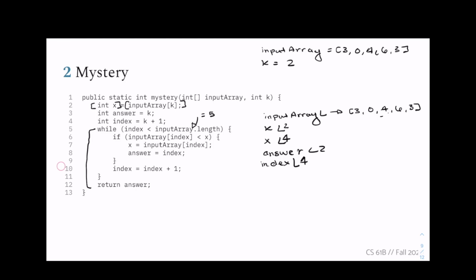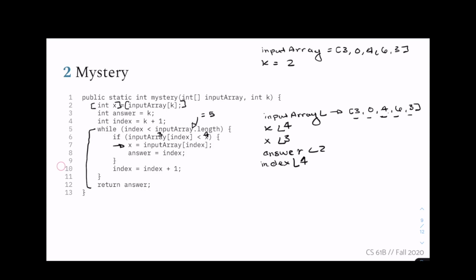So now we check the if condition again. If input array index is less than x, then we evaluate the code block. So again, we do 0, 1, 2, 3, 4, and this time input array index is 3, and x is equal to 4, and since 3 is less than 4, we evaluate the code block. The first thing we do is we set x to be equal to the new smallest value, which is 3, and then we set answer to be equal to the index, which is 4.